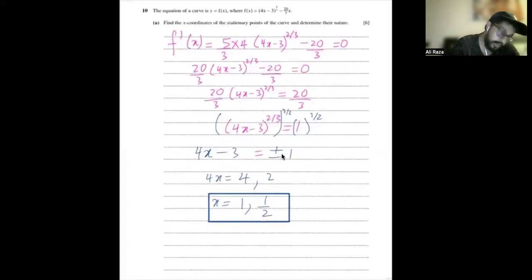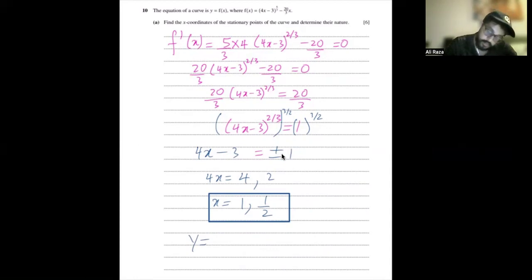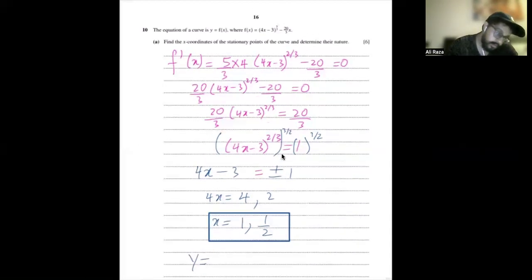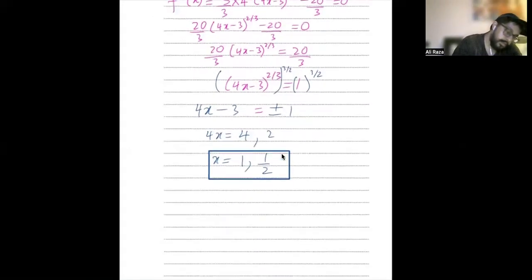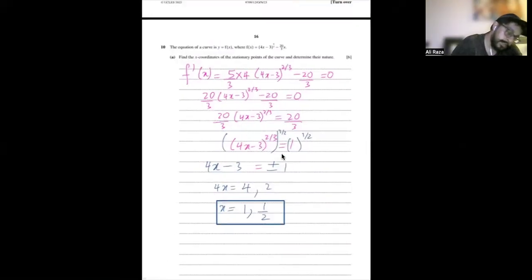And the y coordinates would be, when we plug in 1, we'll get, we don't need the y coordinates, they're just asking us for the x coordinates. We'll differentiate f prime again to get the second derivative now.